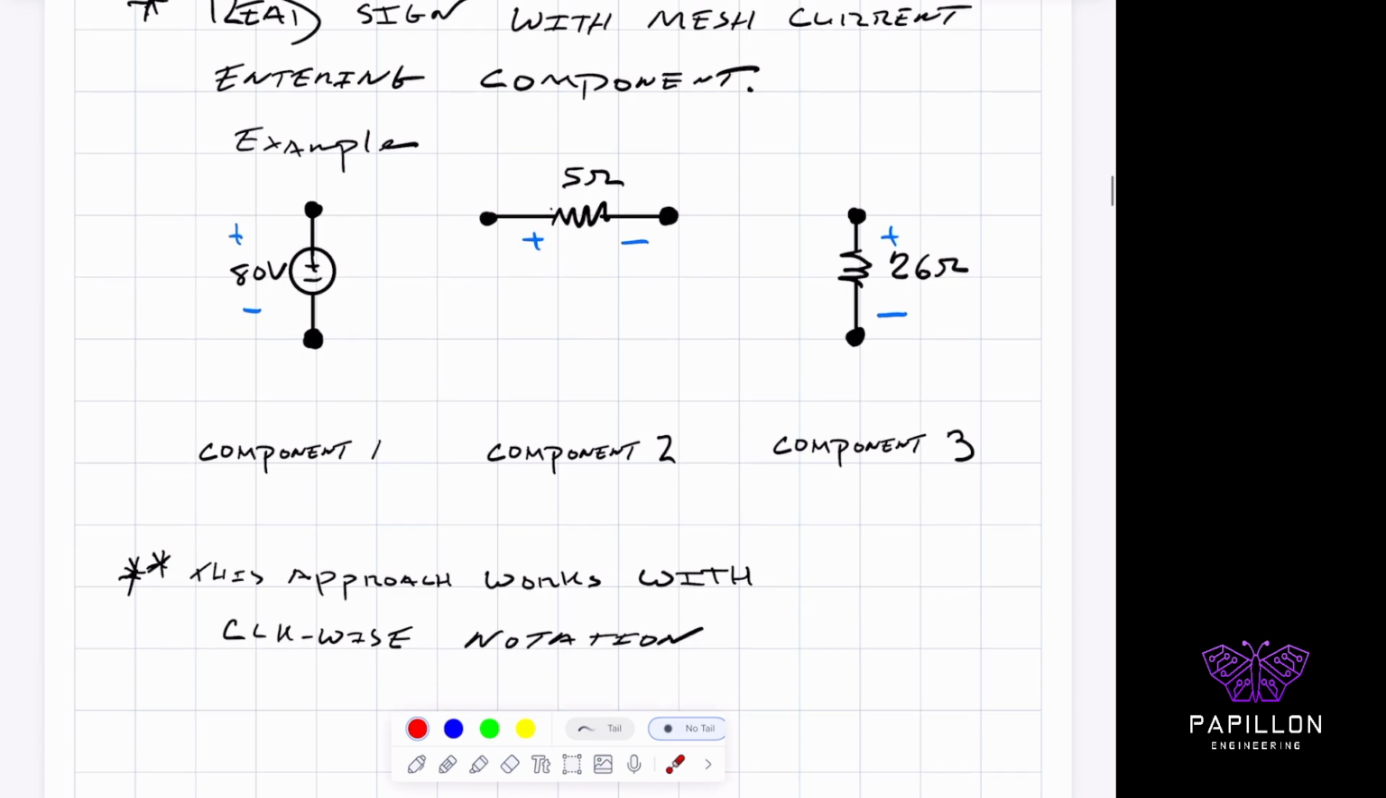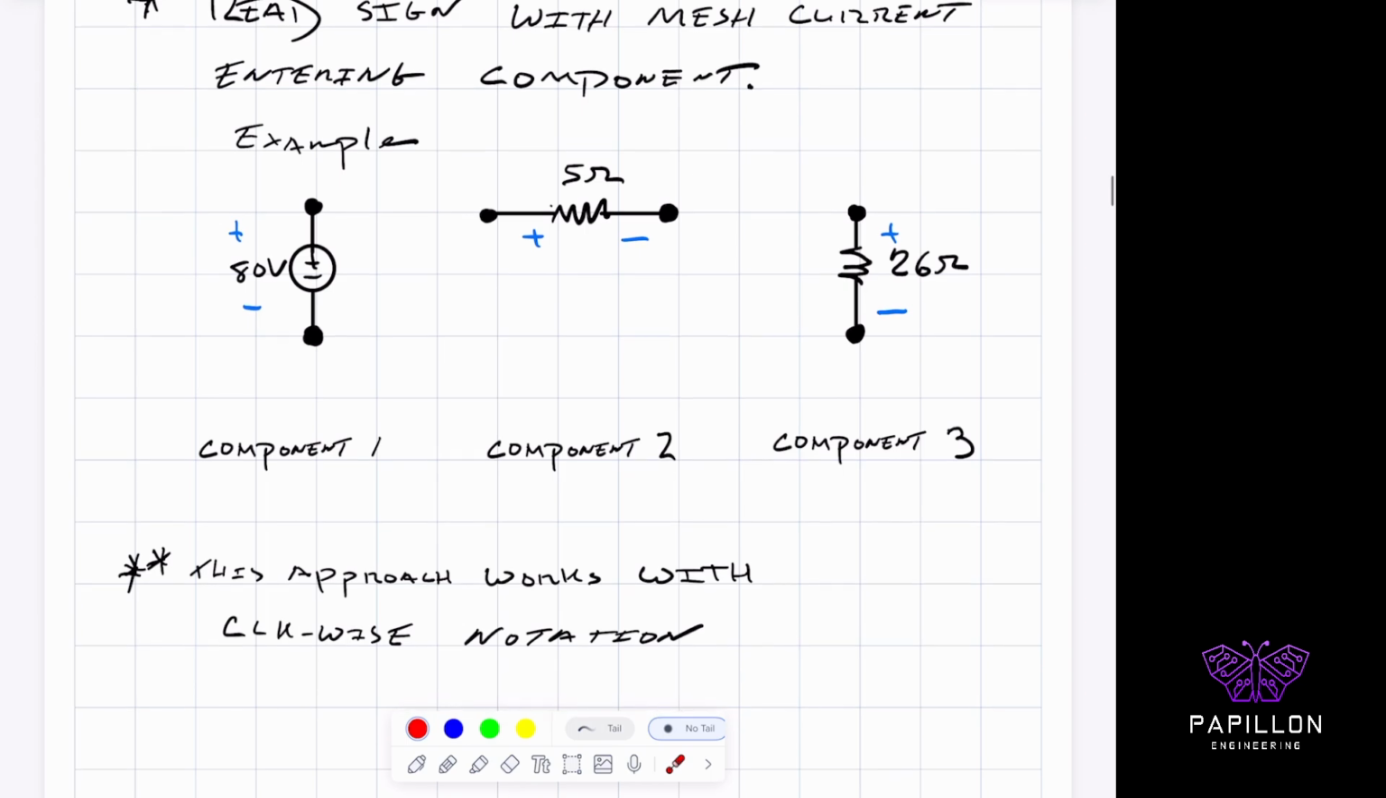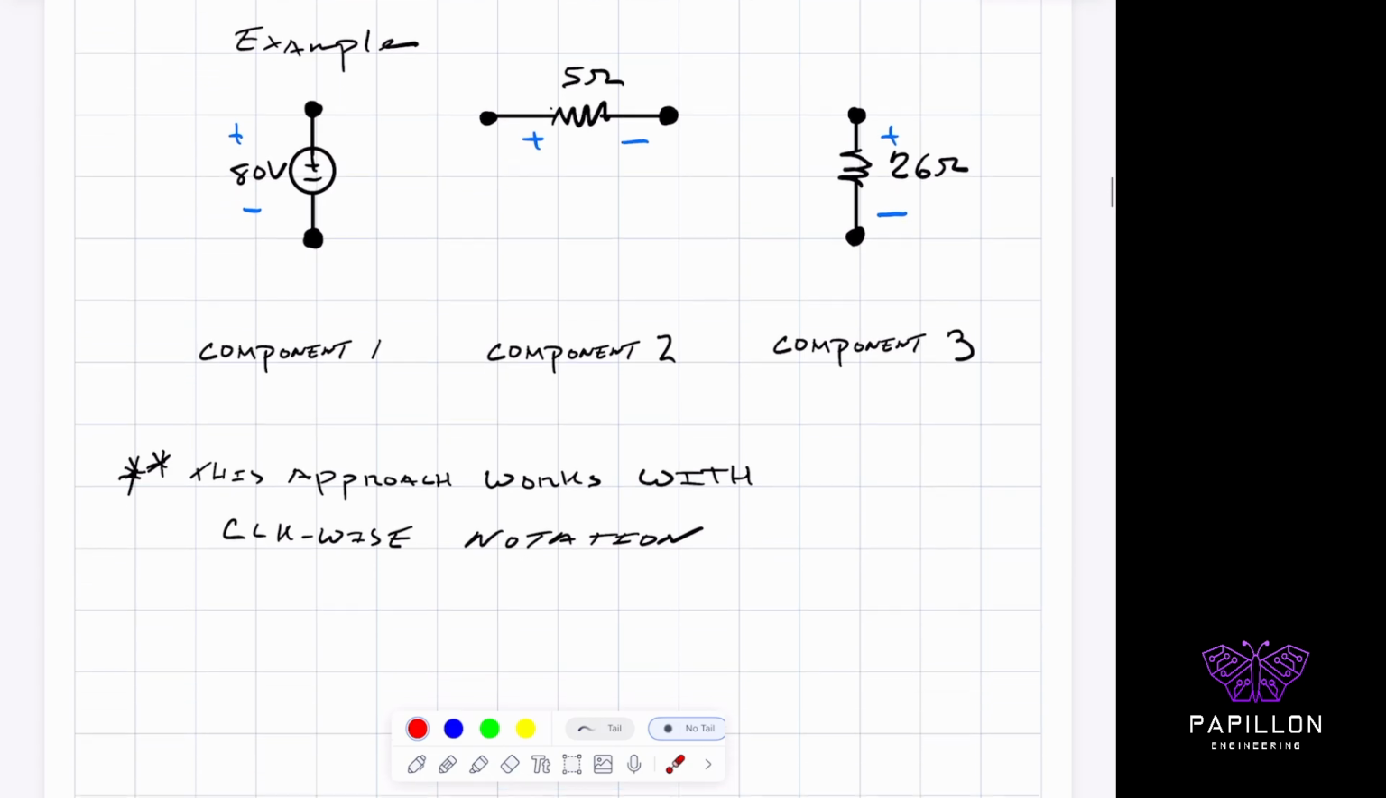So again, this only works because we're going clockwise. We're using clockwise notation for all of the mesh currents. That's my approach, and it makes it so much easier because you don't have to overthink anything.